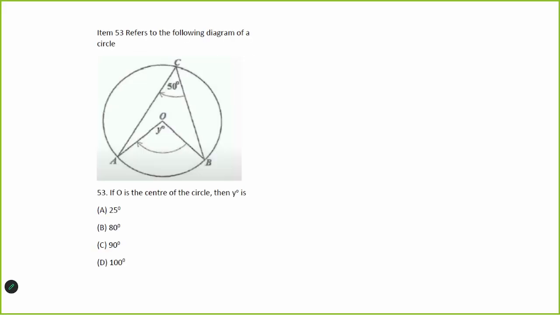Let's look at January 2023. This is not a repeated question. Item 53 refers to the following diagram of a circle. If O is the center, then Y is. So we know that there's an angle at the center and an angle at the circumference produced by the same chord. So this would be 2 times the size of the one at the circumference, 50 times 2, which is equal to 100. So D is the answer.